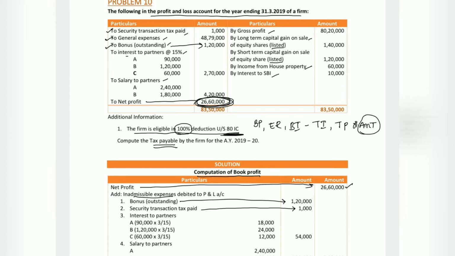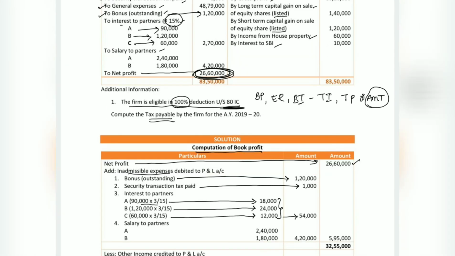So interest to partners is at the rate 15%. As we know, the excess over 12% will be treated as inadmissible. So partner A, 90,000 into 3 by 15, that is 18,000 will be treated as inadmissible. Partner B, again 1,20,000 into 3 by 15, 24,000 will be treated as inadmissible. For partner C, 60,000 into 3 by 15, 12,000 will be treated as inadmissible. Summing up all these values, we will get 54,000. We have also considered interest on capital.